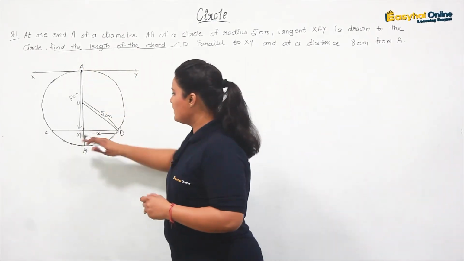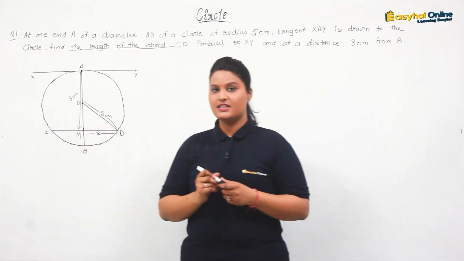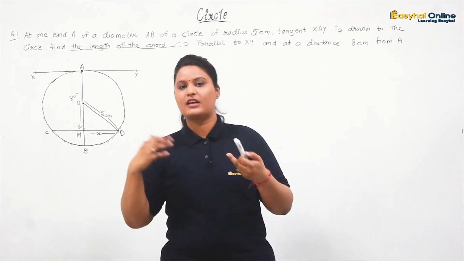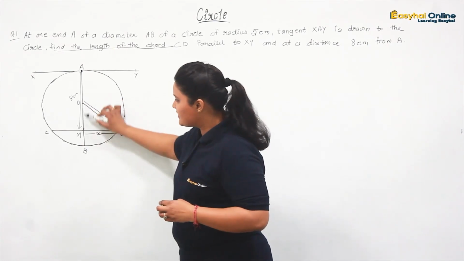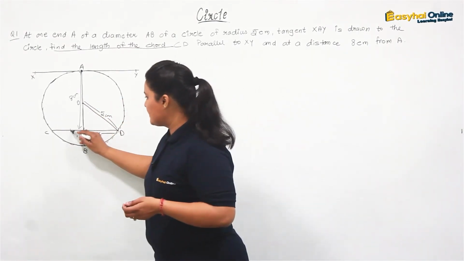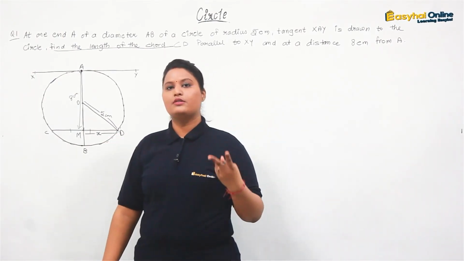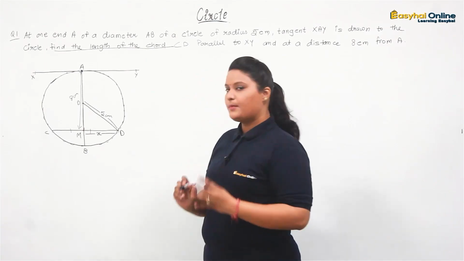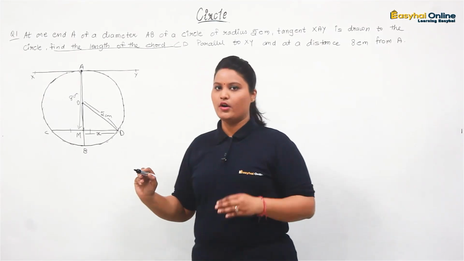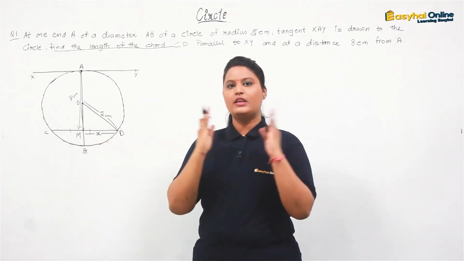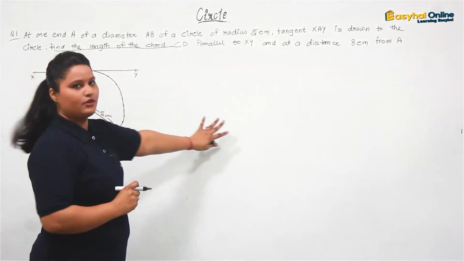If I find half of the length of the chord, then I can easily double it, because in your class 9 you have learned that whenever we drop a line from the center on the chord, it always divides it into two equal parts. This is one of your theorems in class 9th. Keep it in mind. Let me first write what is given in the question.